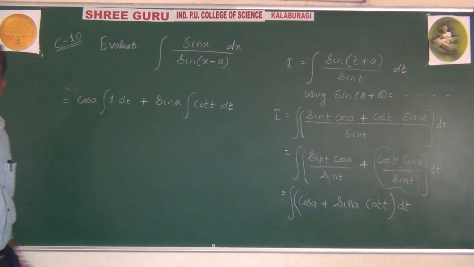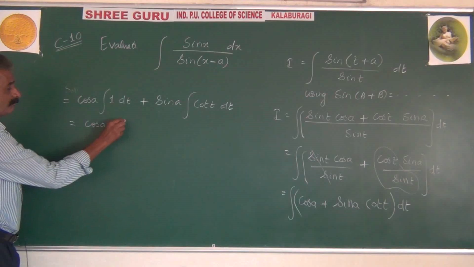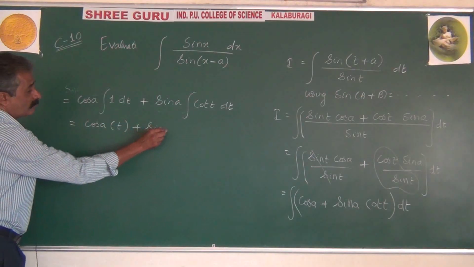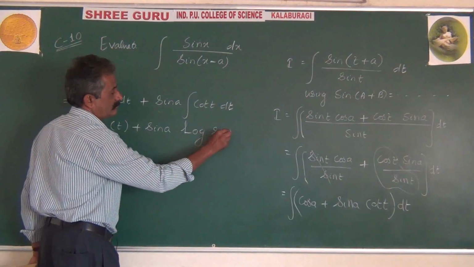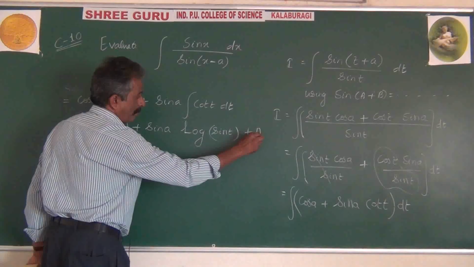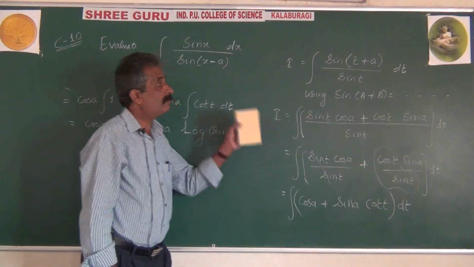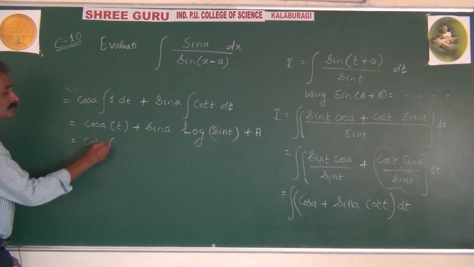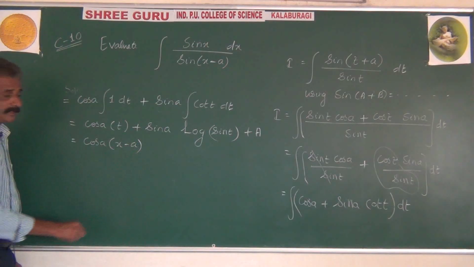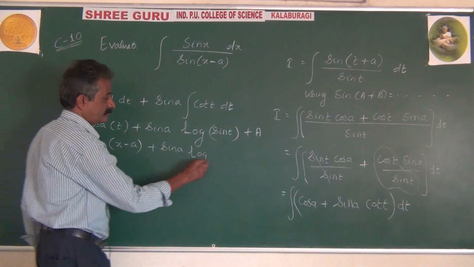Further, integration of 1 dt is t, so cos a into t plus sin a into integration of cot t, which is log of sin t, plus constant. And replace back the value of t. What is the t value? T value is x minus a. So finally it becomes cos a into x minus a plus sin a into log of sin of x minus a.